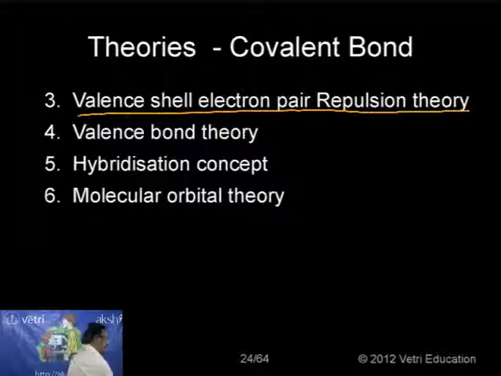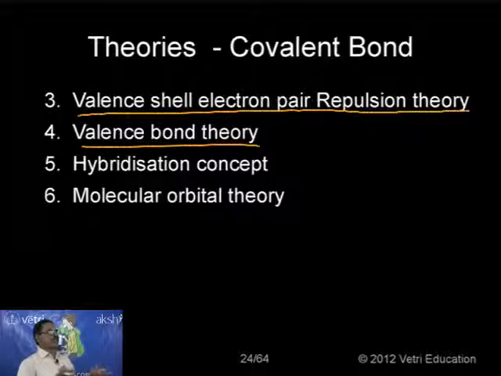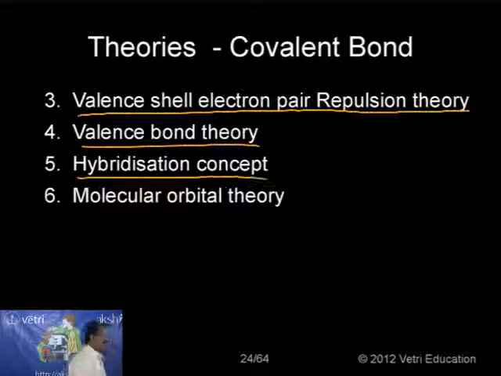The next one, valence bond theory. We will speak in terms of orbitals. We can have a very clear idea how a covalent bond is formed and how many covalent bonds are formed. All this information we can get from the valence bond theory. The next one, the hybridization concept. This is an anomaly: in a number of cases, for example the divalence of beryllium, the trivalence of boron, the tetravalence of carbon, we cannot explain by valence bond theory, but the hybridization concept gives a very clear idea. So we must understand what the hybridization concept is.